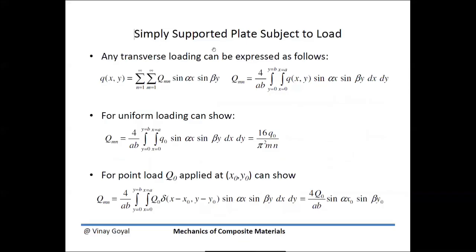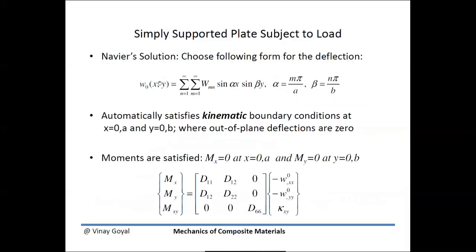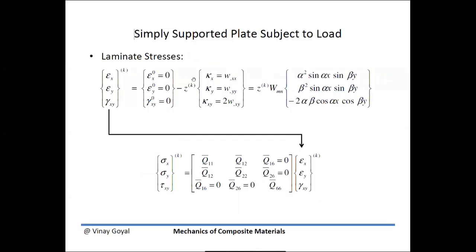Note that any transverse loading can be expressed in this manner. For uniform loading, QMN turns out to be a simple form. For point load, it's going to look like this, and so forth. Bottom line is that once I know WMN and I know W, the deflection, and note that this QMN is not the constitutive law, this represents the loading environment. Once I know the deflections, since in this problem we don't have any mid-surface strains because it's all bending, I find the deflections out of plane, which are given by this, and then I can look through what location of the through thickness I want to find the strains.